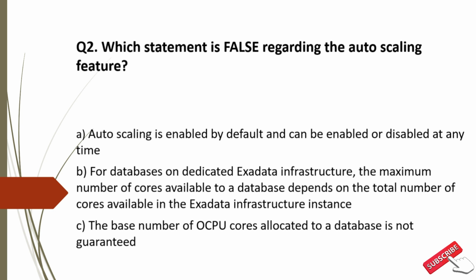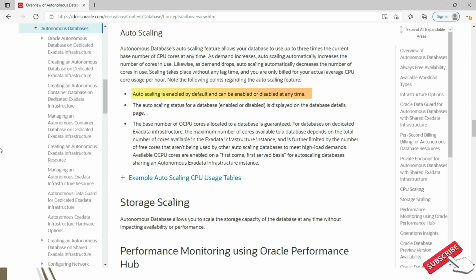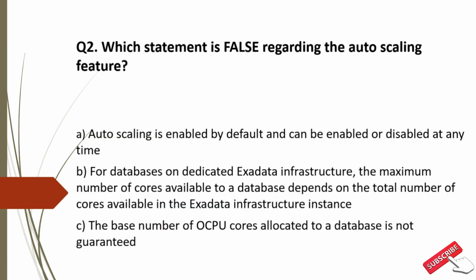Now analyze the options. Option A. Autoscaling is enabled by default and can be enabled or disabled at any point. This is valid statement. Let's verify from OCI doc. This is clearly mentioned. Autoscaling is enabled by default and can be enabled or disabled at any point. As we have to choose invalid statement, so this is incorrect.